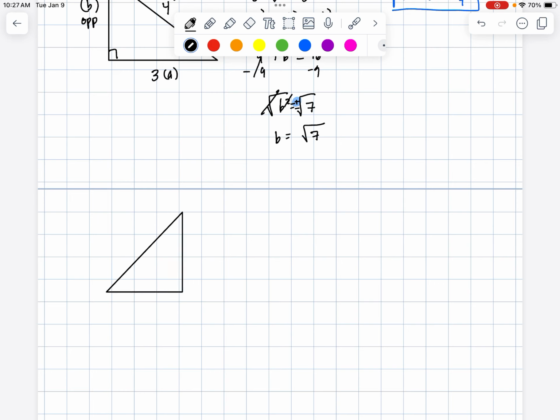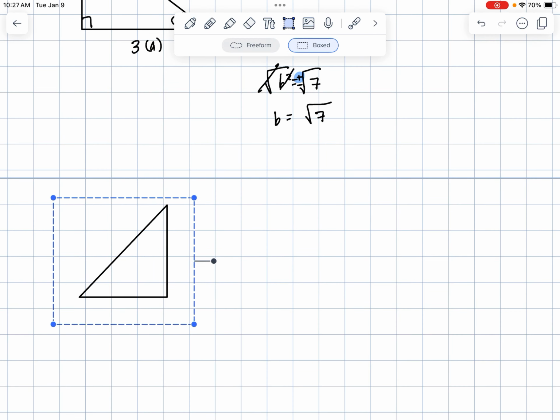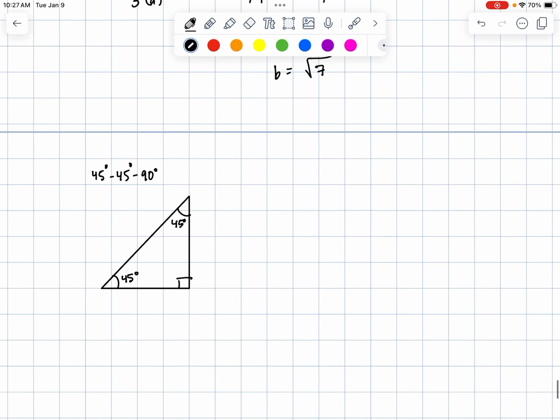So, let's call this first one 45-45-90, because this is the easier of the two. 45, 45, 90 refers to the angle measures of this right triangle. That means both angles that are not the 90-degree angle are congruent to each other. They are both 45 degrees.